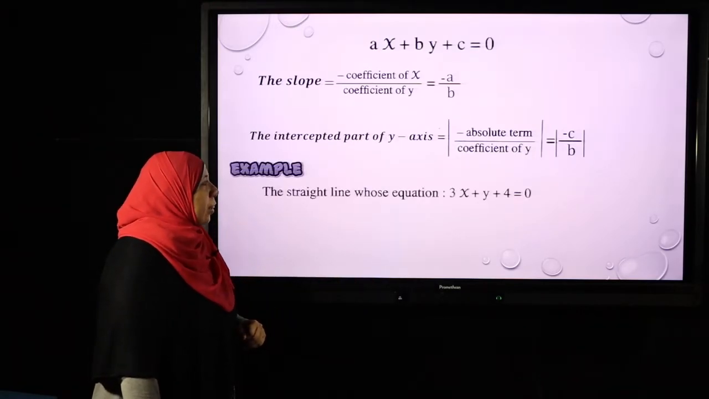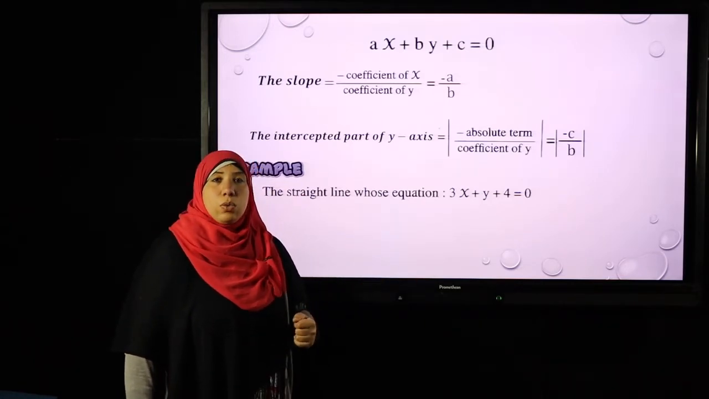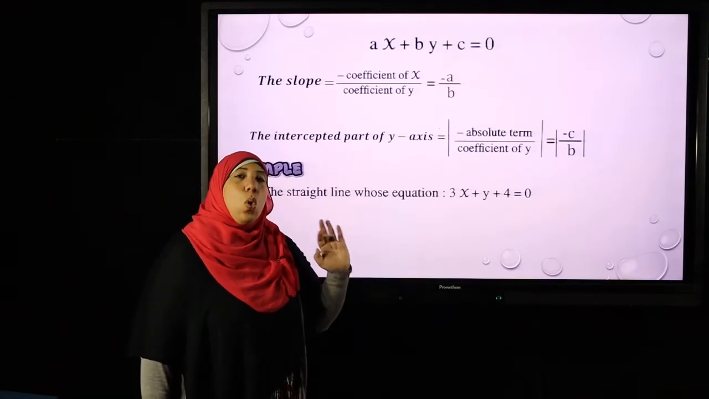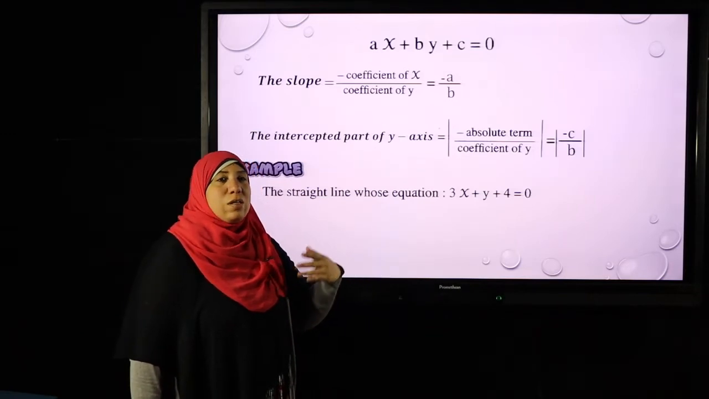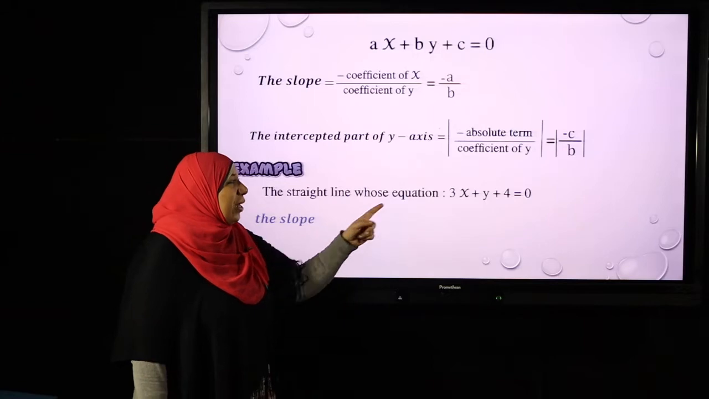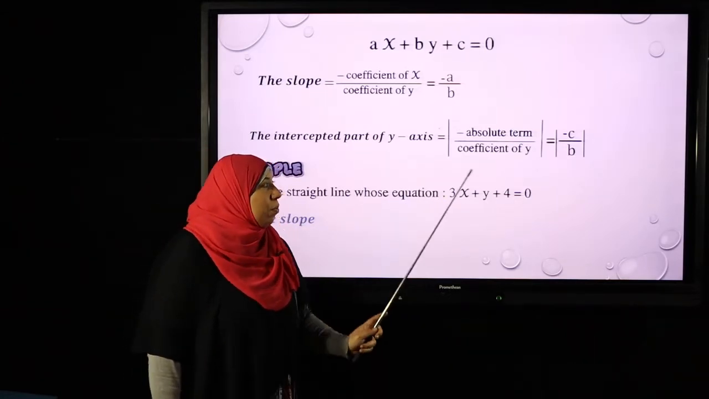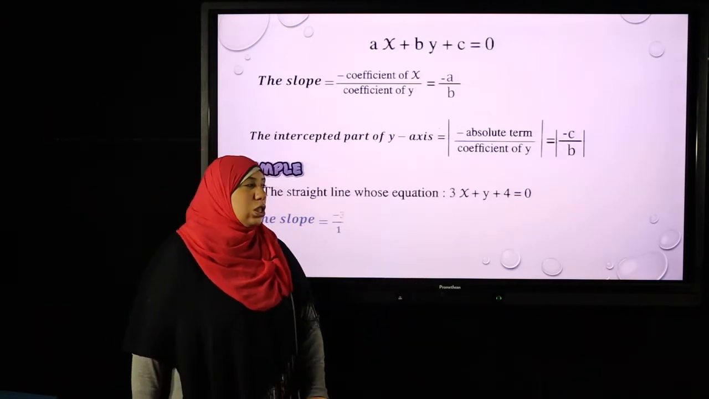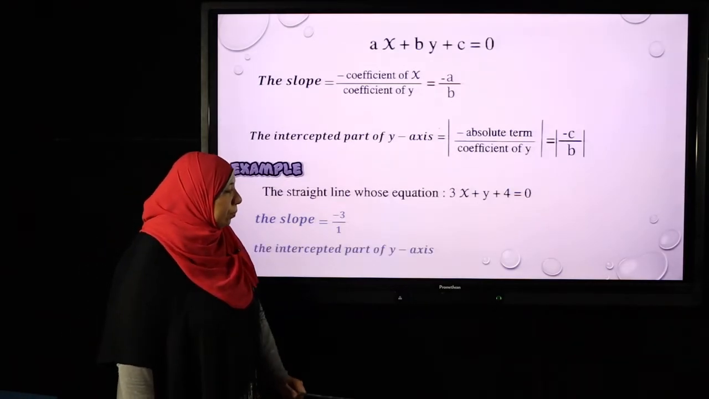For example, the straight line whose equation is 3x plus y plus 4 equals 0. The equation in this form is equal to 0, with all its terms in the left part. To find the slope, I will take negative the coefficient of x over the coefficient of y. The number beside x is 3. The number beside y is 1. So the slope here is negative 3 over 1, which equals negative 3.